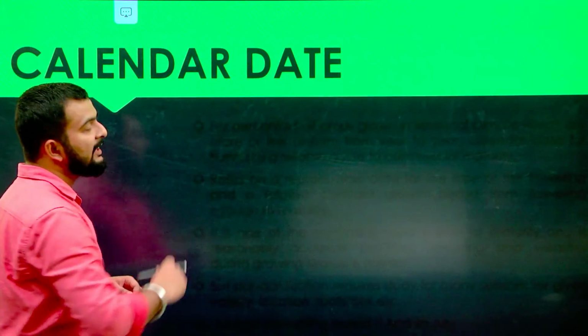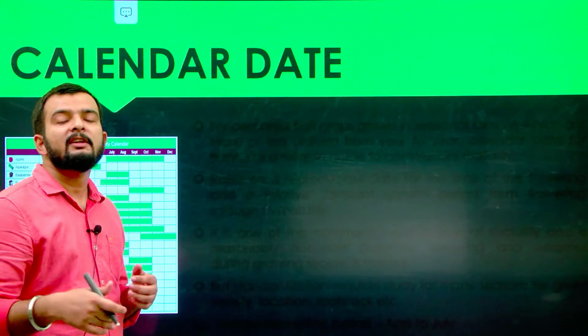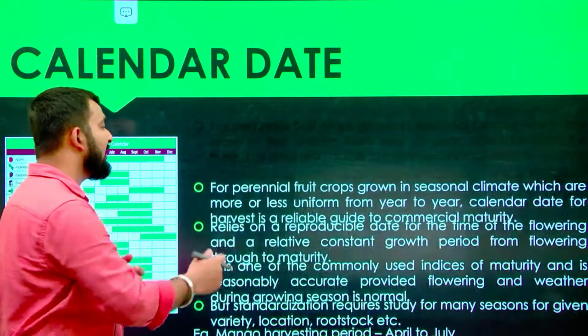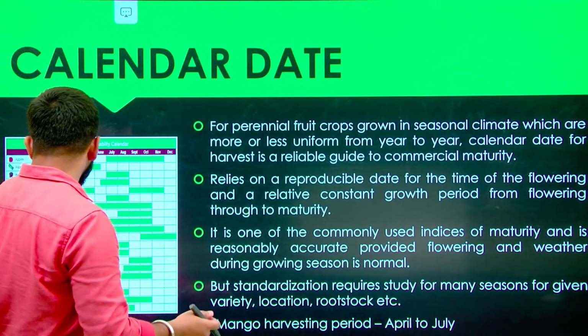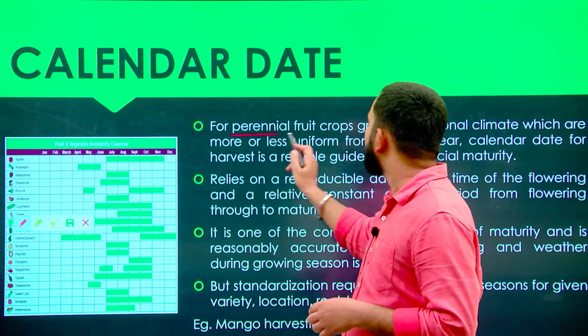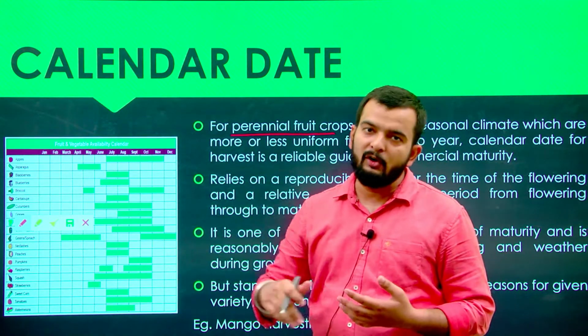Now next we will see the calendar date. Under calendar date, how do we determine whether a fruit has matured for harvesting? Calendar date is usually used for perennial fruits, that is fruits growing on trees which are perennial or round the year.